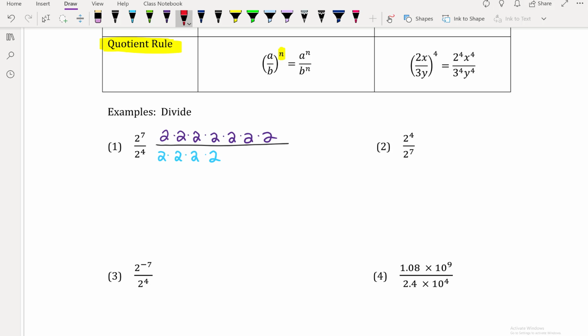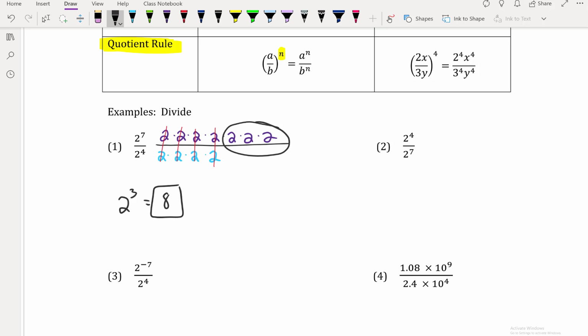So let's think about these being canceled. So up and down, they can cancel out. So what you're left with is 3 up on top. So your answer becomes 2 to the 3rd power. And of course, you can simplify that. So 2 to the 3rd power is going to equal 8. So your final answer is going to be 8.